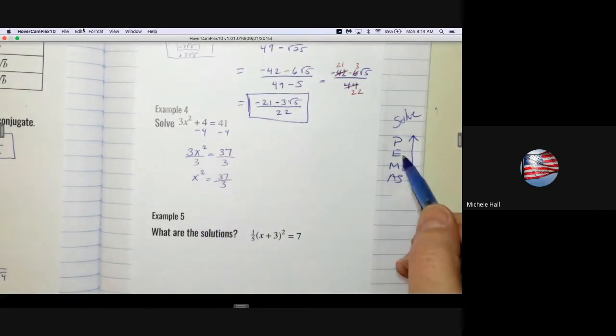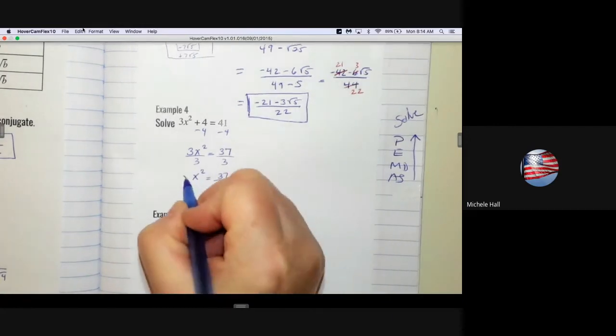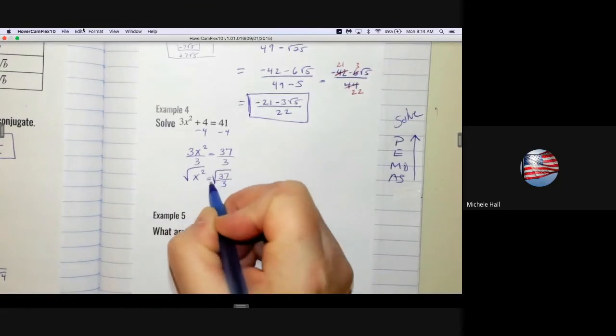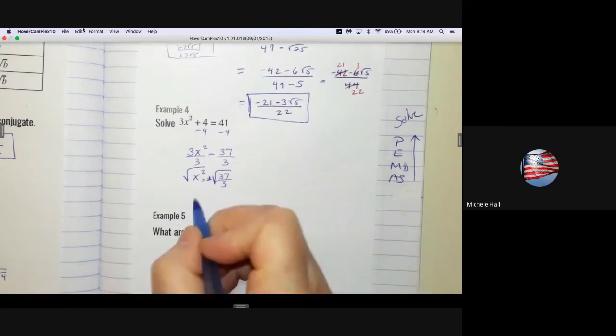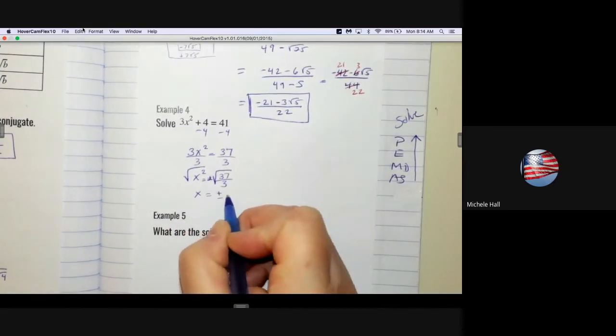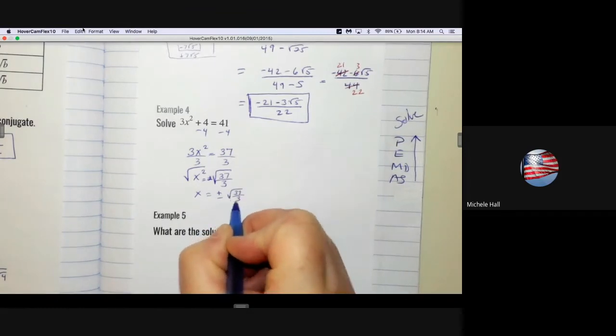Are there any exponents to be undone? Yes. What is the opposite of squaring? That would be square rooting. And when you square root, it is plus and minus for an answer. We get x equals plus and minus the square root of 37 thirds.